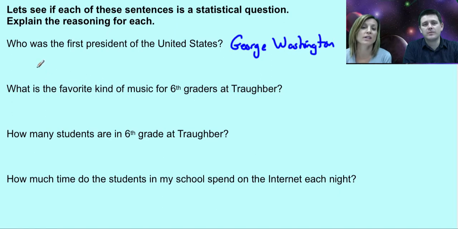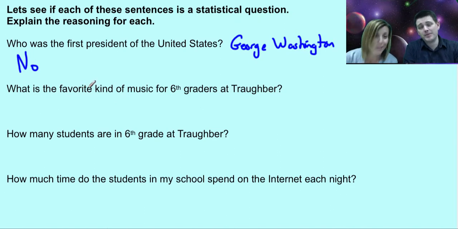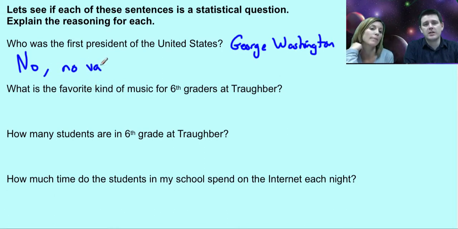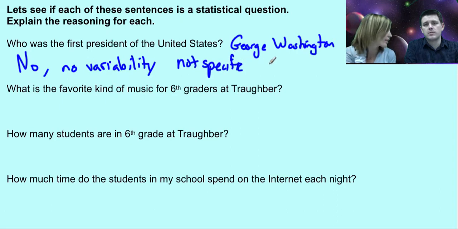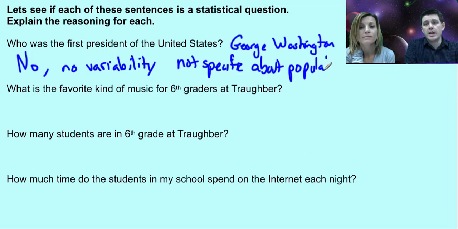So is it a statistical question? The answer is no. Is it missing variability or is it missing population? In this case, it's missing both. So no, it's not a statistical question. Explain the reasoning: variability and population are missing. There's no variability. There's only one right answer. And they're not specific about the population. There'd be one big bar on a bar graph or one full circle on a circle graph. Pretty boring. So we have no idea who they're addressing this question to. Yes, you need to have your explanation written down, not just a yes or a no.